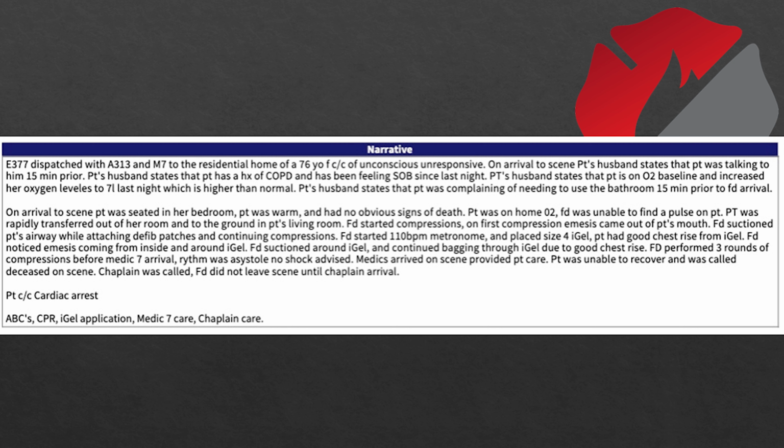They were unable to find a pulse, got her out of that room and into the living room when there was more room to work. Again, excellent job. Now, they note here that emesis is coming out of the patient's mouth.